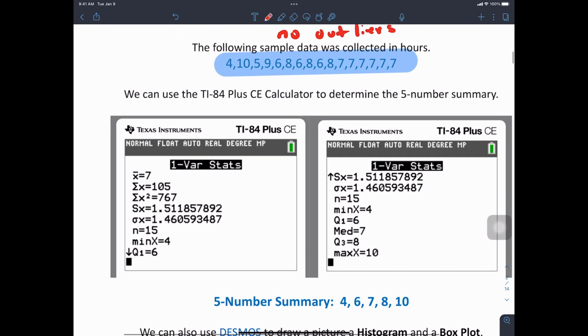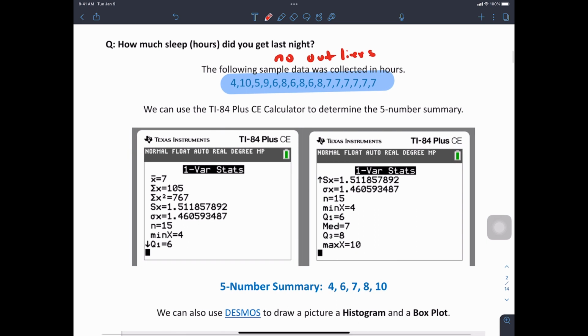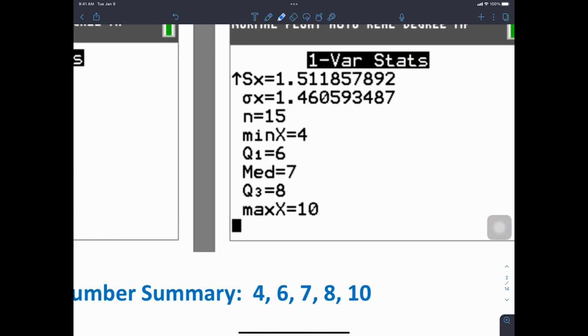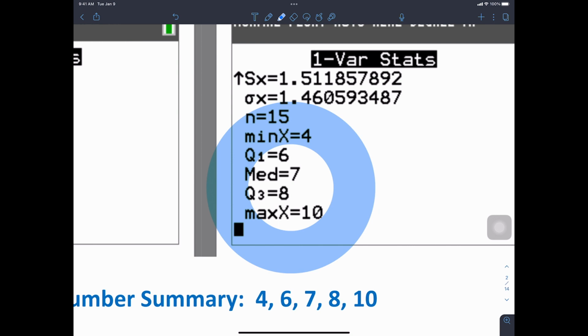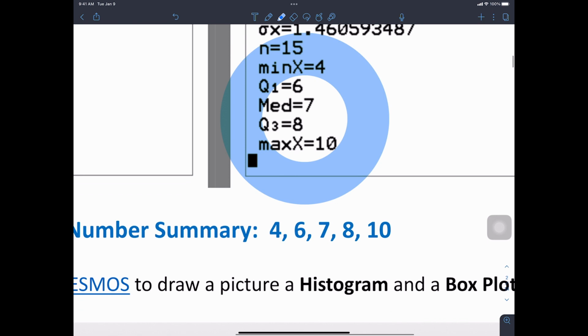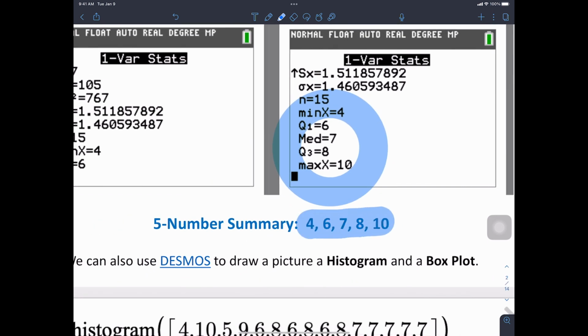So here's what you guys want to know how to do, right? To draw a box plot, first of all, what do you have to do? You're going to use the TI calculator to get what? The 5-number summary. In the TI, your 5-number summary is right here. Do you guys remember? It's the minimum, the first quartile, the second quartile, also known as the median, third quartile, and the maximum value. So here's the 5-number summary. That's exactly what we had in that first picture.